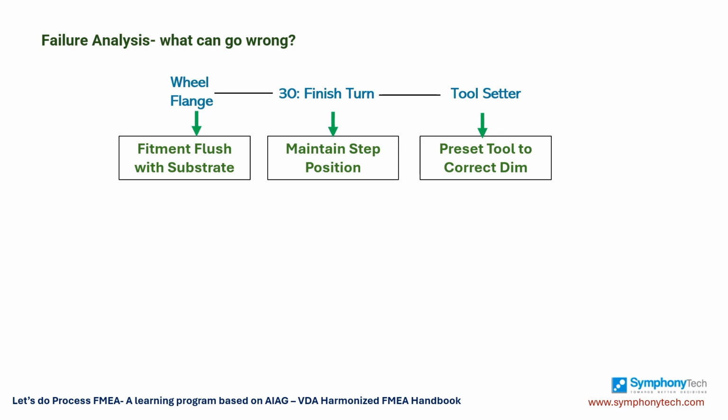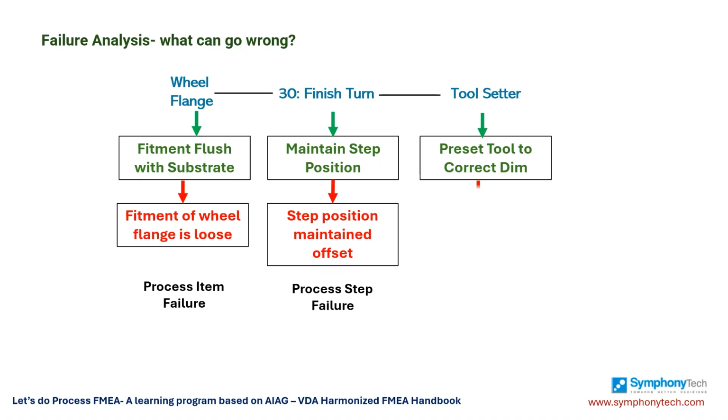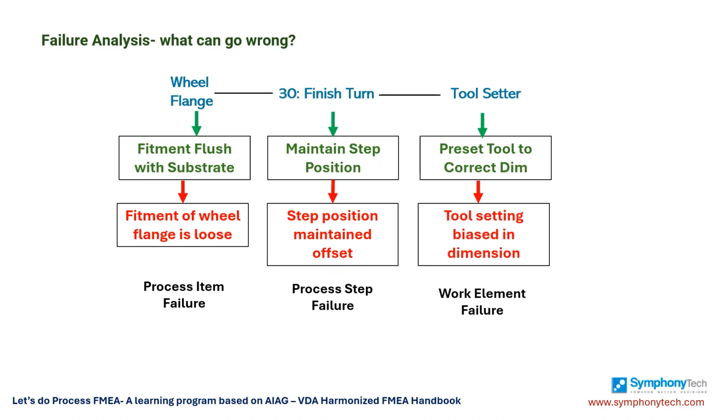Now that we know what each step is supposed to do, let's ask the very important question. What could go wrong? And that's what we do in failure analysis. We think ahead and imagine all the things that could go wrong, so we can understand and fix the problems before they happen. Failures happen when functions don't work as they should.